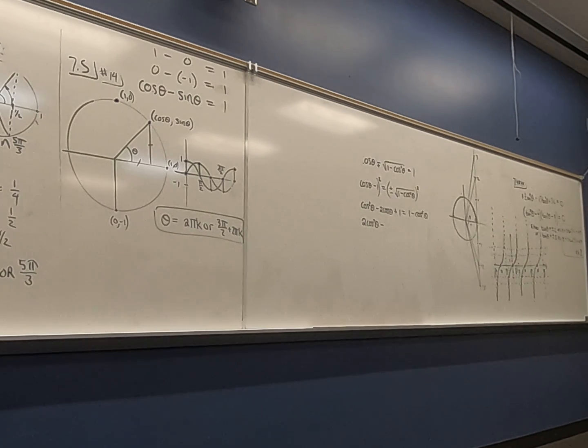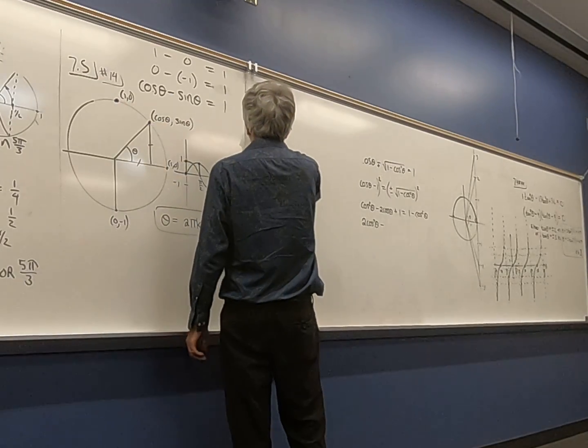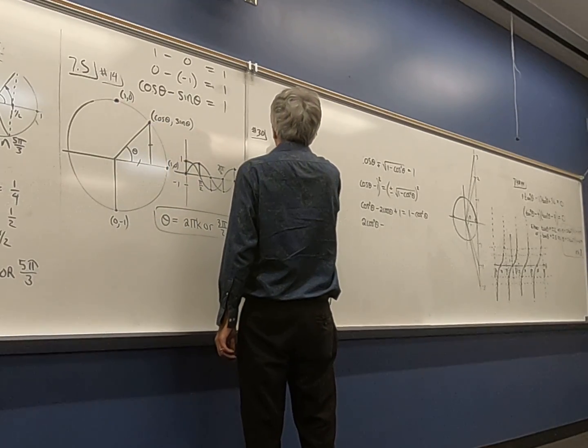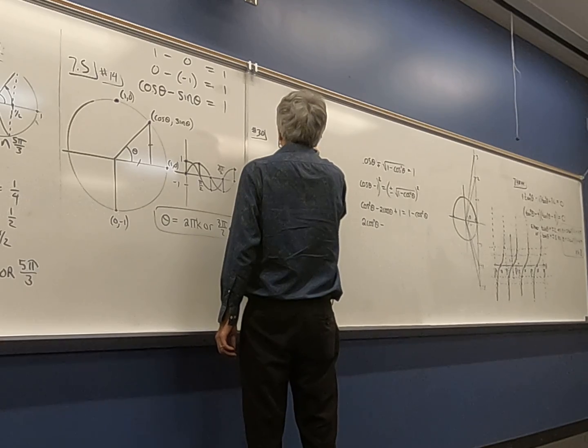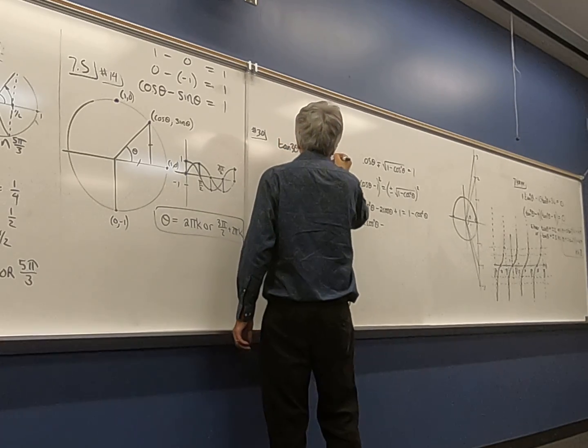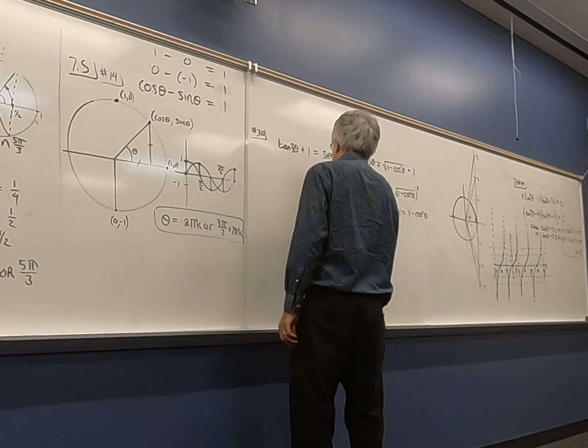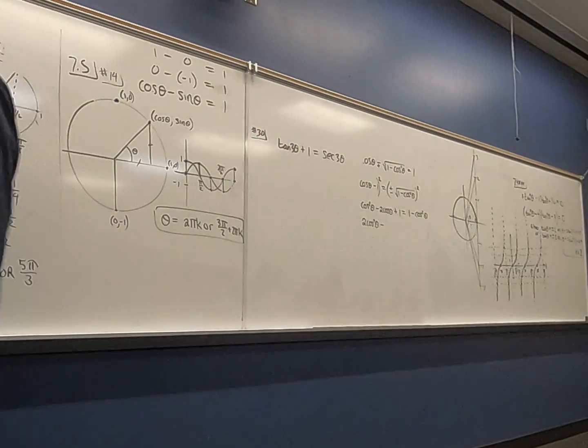Okay, so how about number 30? Here we got tan 3 theta plus 1 equals secant 3 theta. We're just woodshedding a lot of these. So tan 3 theta plus 1 is equal to secant 3 theta. I think that's what I wrote.